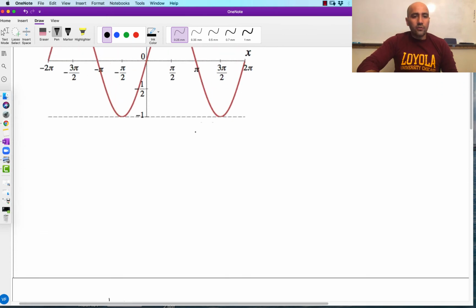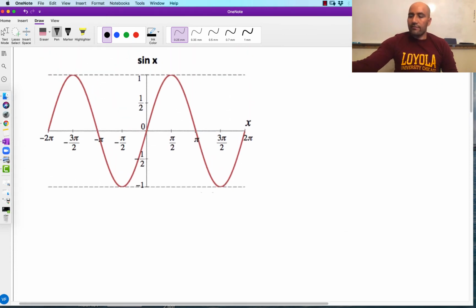Okay, so let's go back to our standard graph of the sine function. So in a standard form of the sine function, we like to use y equals sine of x. Here, note that the input is an angle. Input, an angle. And an output value is a decimal between -1 and 1.